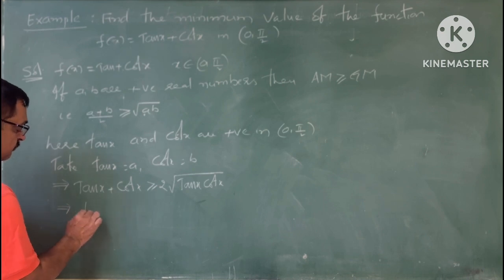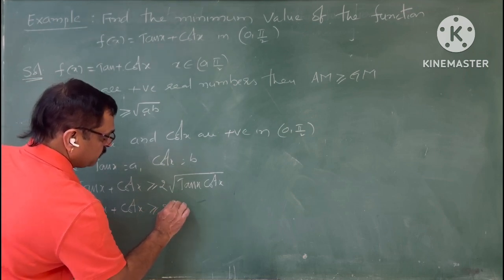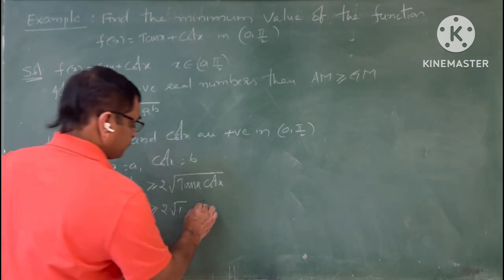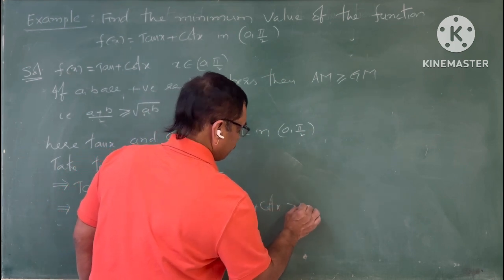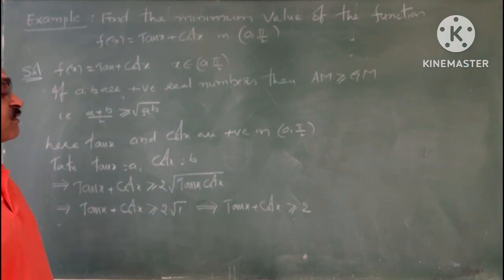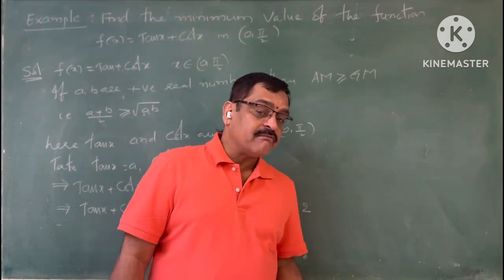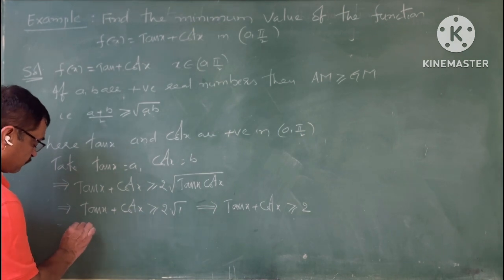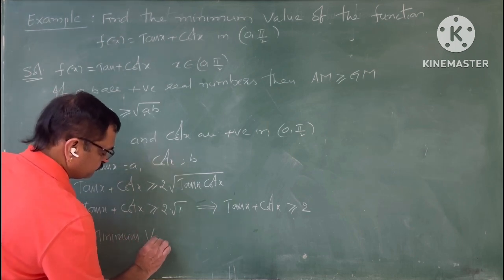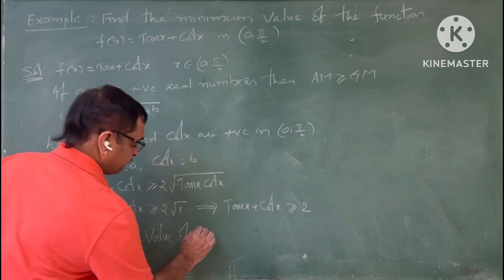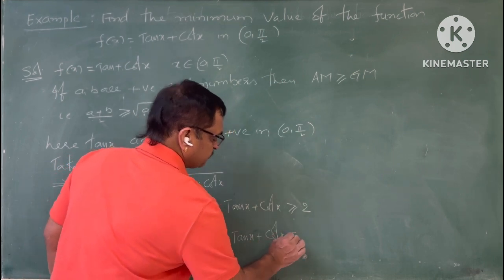This implies tan x plus cot x is more than or equal to 2 times root 1. Therefore, tan x plus cot x is more than or equal to 2. Therefore, for all values of x belongs to 0 to pi by 2, my tan x plus cot x is more than or equal to 2. Therefore, minimum value of this function is 2. Therefore, minimum value of f of x is equal to tan x plus cot x is 2.